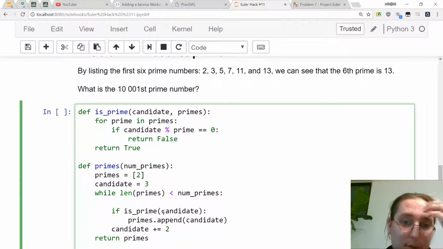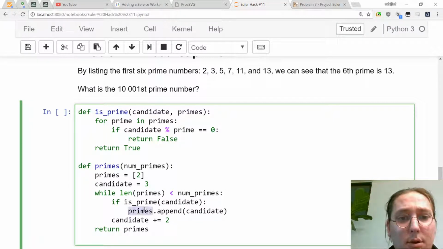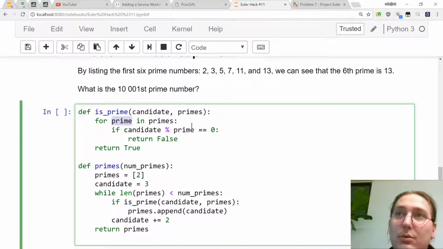Clear enough at least. Candidate said primes, no. So this is, I think, where the optimization would be. We're probably checking lots of primes that we don't need to. Mm-hmm. But maybe this is enough.